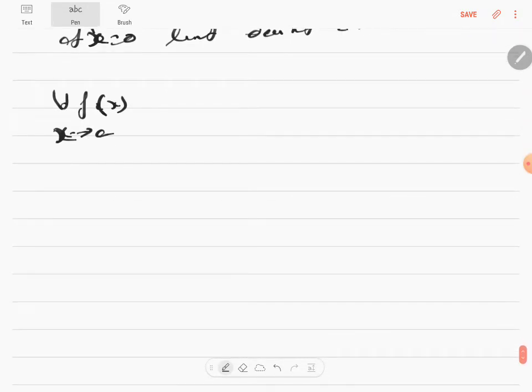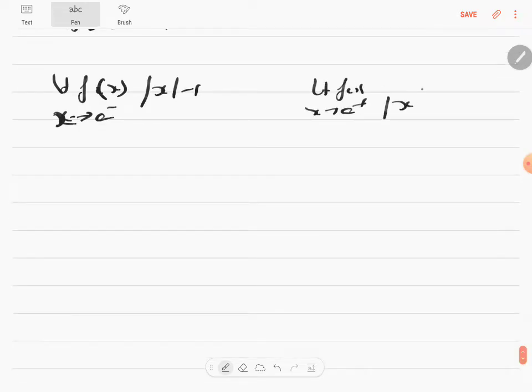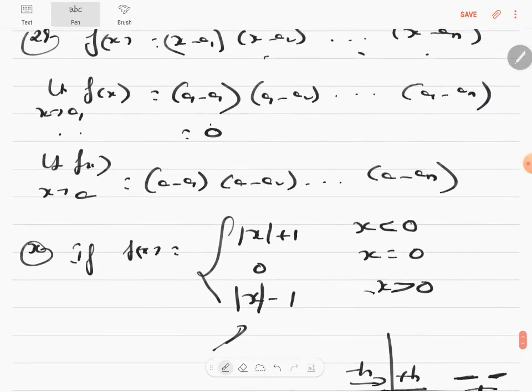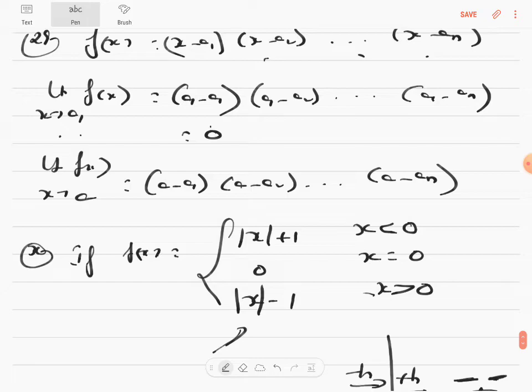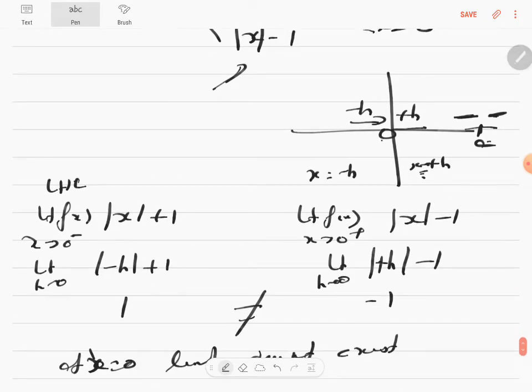So limit of f of x extending to a from the left is mod x minus 1, and limit of f of x extending to a from the right also is mod x minus 1. Same formula, right? So the same formula has to be applied because both cases are greater than 0's cases, since I have assumed a on the positive x axis. Are you clear?